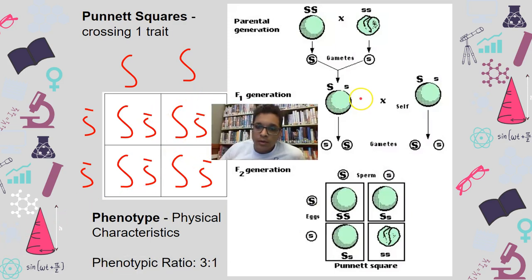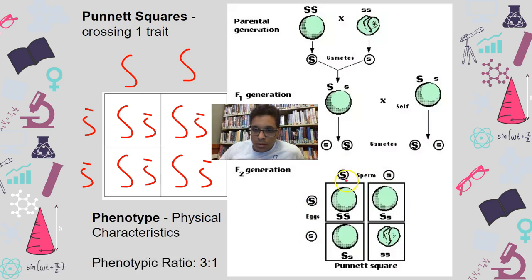So now you do an F1 self cross, and so that'll just be an F1 generation cross with another F1 generation. And so these gametes are different. Since you have both alleles, one gamete is giving a small s and one is giving a big S, and same for the other cross. So you have one big S, one little s, one big S, one little s.